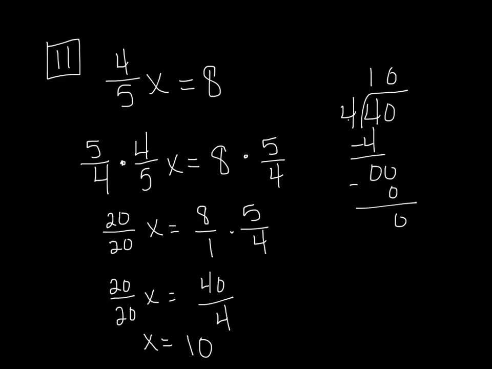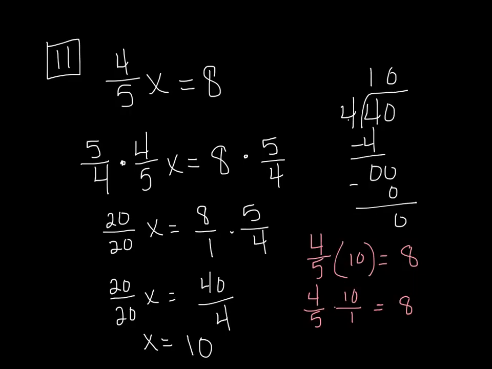I need to make sure that this is right, so I'm going to come over here and use a different color so you can see it, because I'm going to write it pretty little. 4/5 times 10 equals 8. So I'm going to say 4/5 times 10 over 1 equals 8.